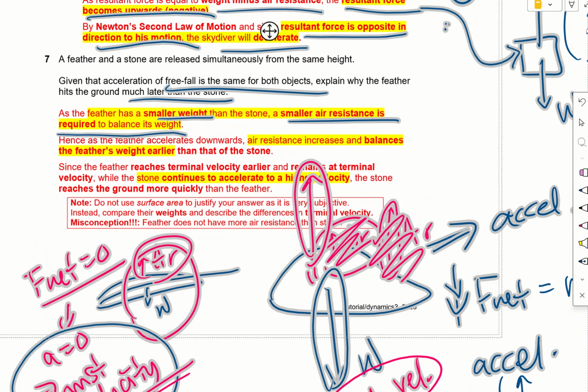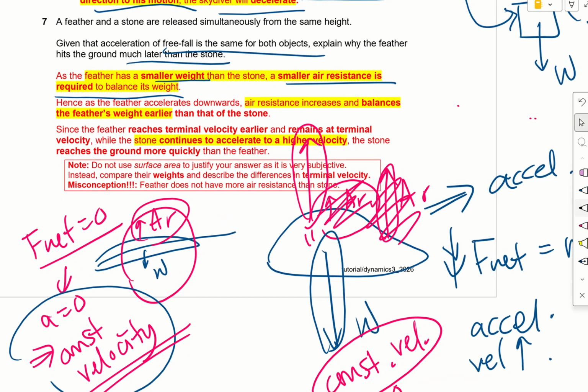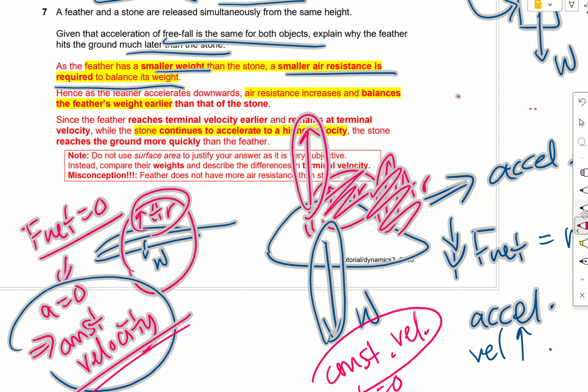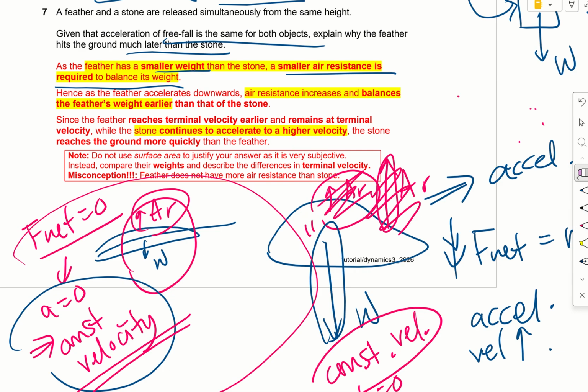As the feather has a smaller weight, a smaller air resistance is required to balance its weight. Hence, as the feather accelerates downwards, air resistance increases and balances the feather's weight earlier than that of the stone. So that was mentioned when I was talking about here, right? The feather reaches terminal velocity earlier and remains at terminal velocity, while the stone continues to accelerate to a higher velocity, so in the end the stone will reach the ground more quickly than the feather.